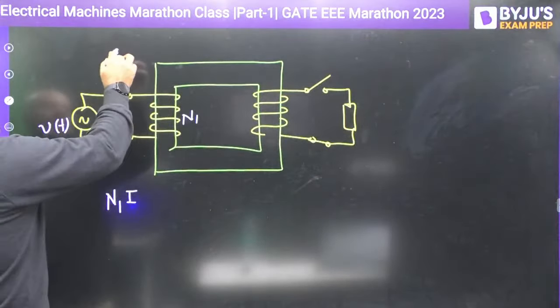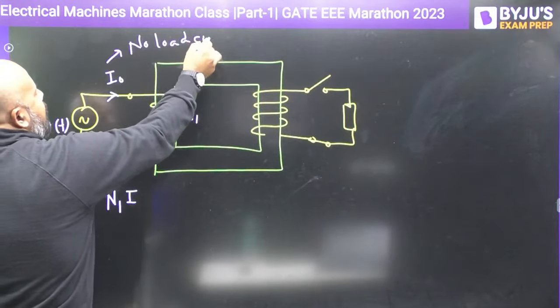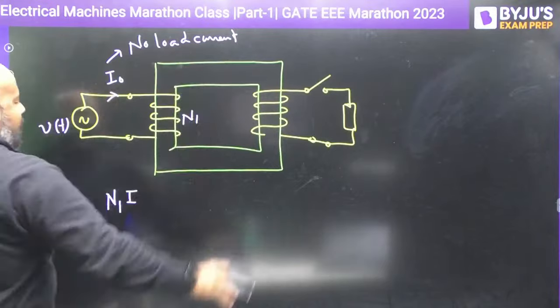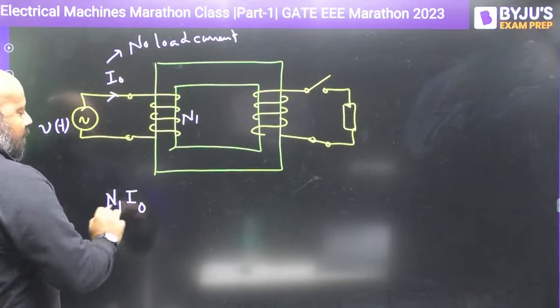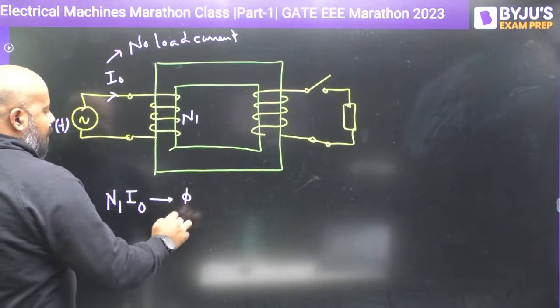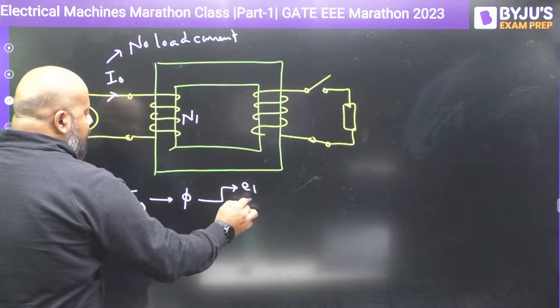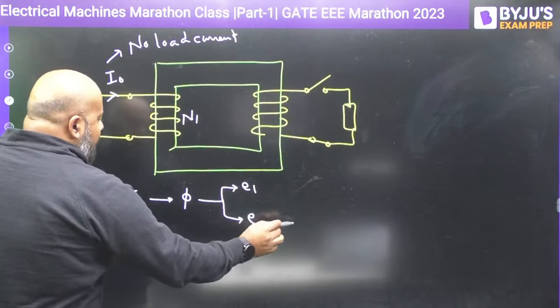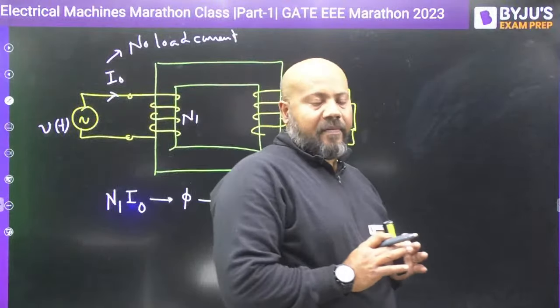So this I0 I am calling as the no load current. Right now I am calling it as the no load current. So N1 I0 is going to be the MMF, and this is going to establish a flux in the core phi, which is going to give rise to E1 and E2 at the primary and secondary side. Now this is the story till now what we have.